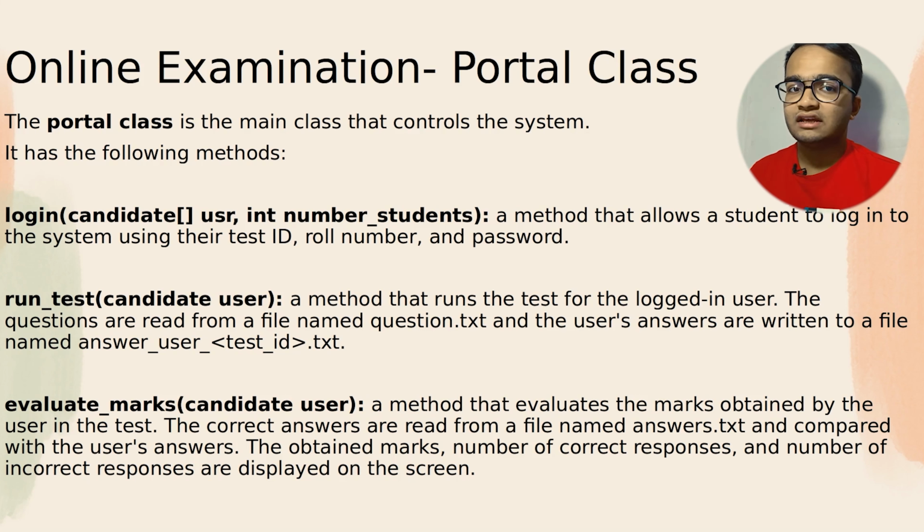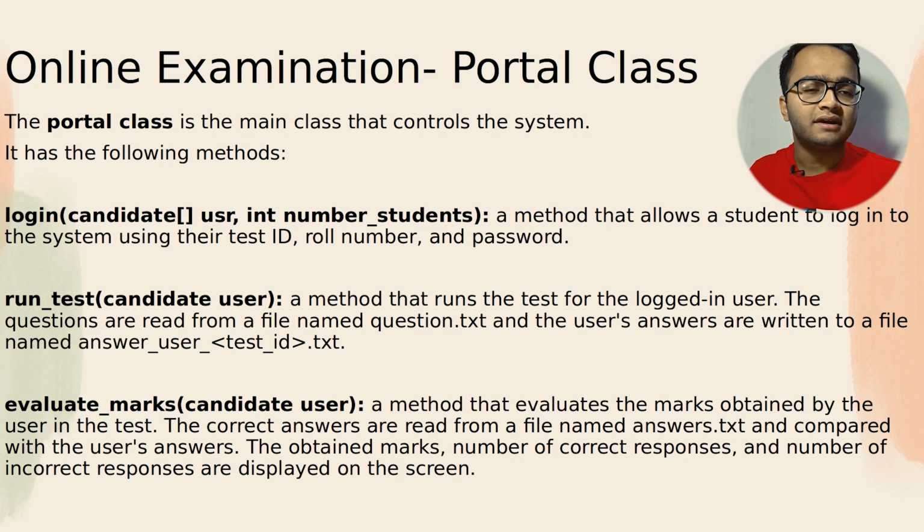There is also a provision for this. And after that, we have the evaluate marks, which will show us the marks after the candidate has successfully given the test. It will show the number of correct responses and the incorrect responses, and also display the obtained marks. Now, I will say a bit about how this evaluate marks is working. Once the run test function is executed, a file is generated in the name of the user, that is, answer.txt underscore the test ID of the user. That is the responses which the user is giving to the test. It is being stored in a separate text file.